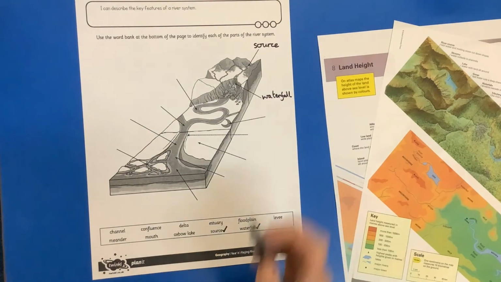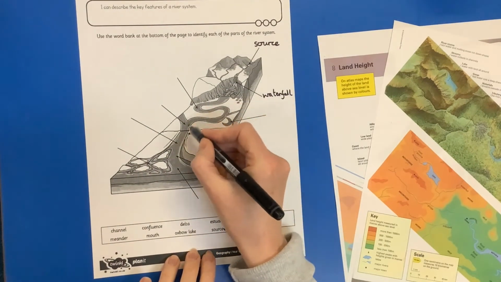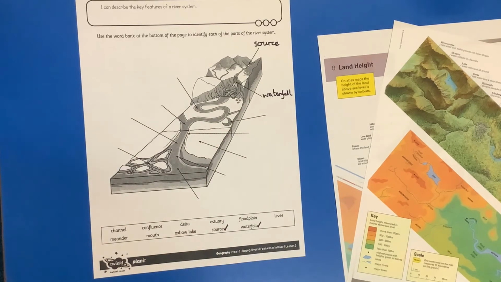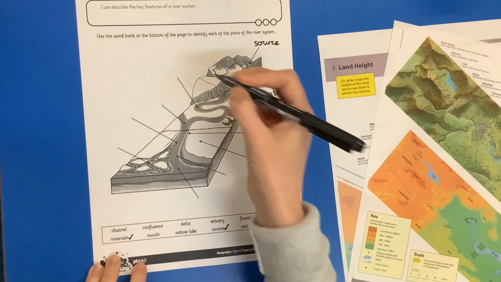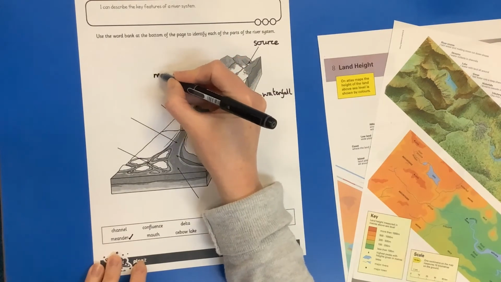Okay, now curvy river, just like at Cuckmere Haven, which is near the Seven Sisters. We know that that is the meander. So we're going to tick that one off and we're going to put the meander here.